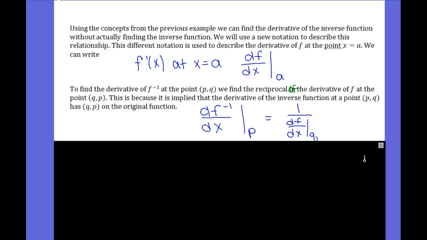So the inverse derivative at point P becomes 1 over the derivative at Q. I know. Take a minute to let that sink in. If you're finding the inverse derivative at (P, Q), what we really do is take 1 over the derivative at Q.